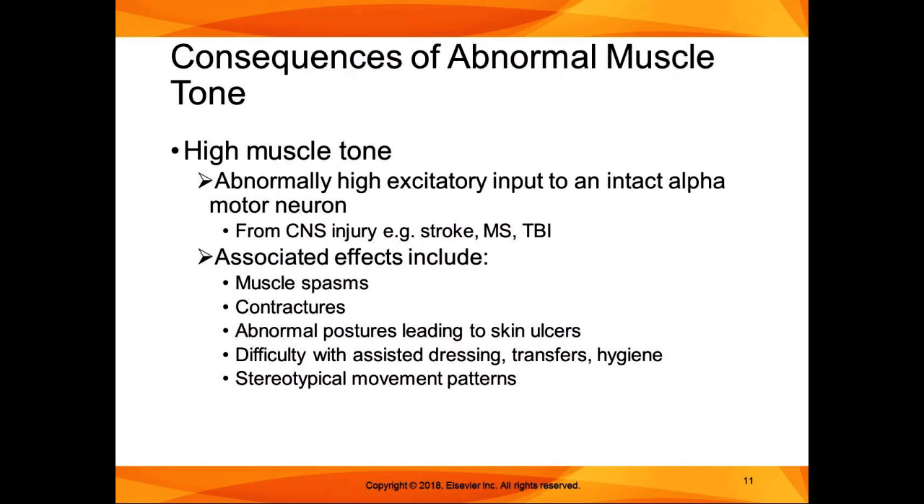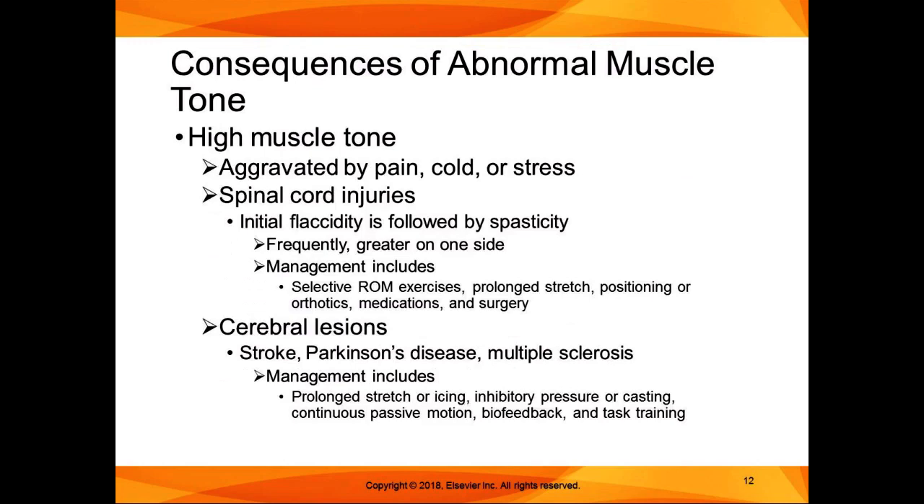So high muscle tone, it can be abnormally high excitatory input. So for the CNS injury, stroke, MS, traumatic brain injury, CP, cerebral palsy, can sometimes result in high muscle tone. And associated effects include muscle spasms, joint contractures, abnormal postures leading to skin ulcers, difficulty with dressing, transfers, and hygiene, and stereotypical movement patterns. So high muscle tone can be aggravated by pain, cold, or stress.